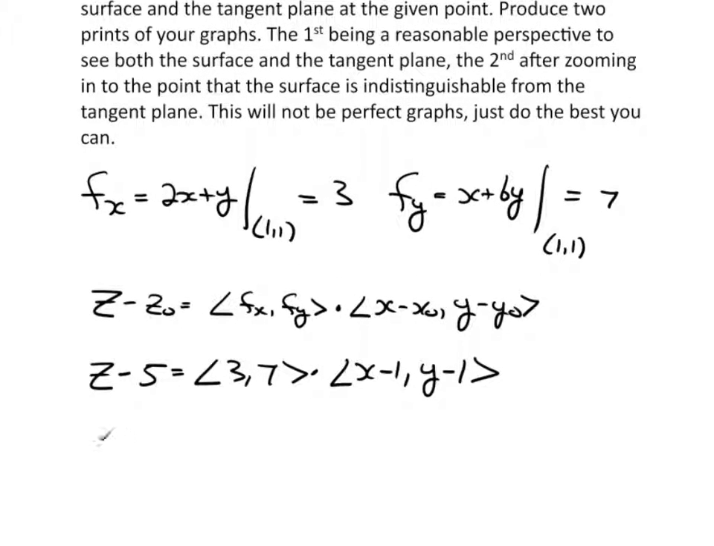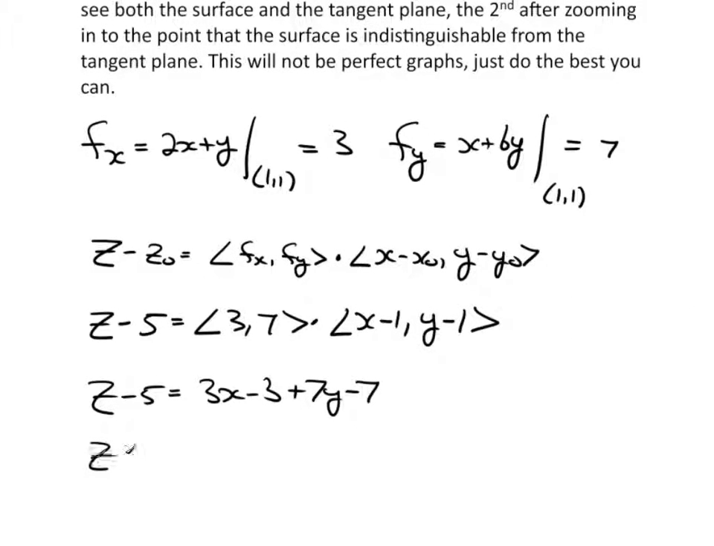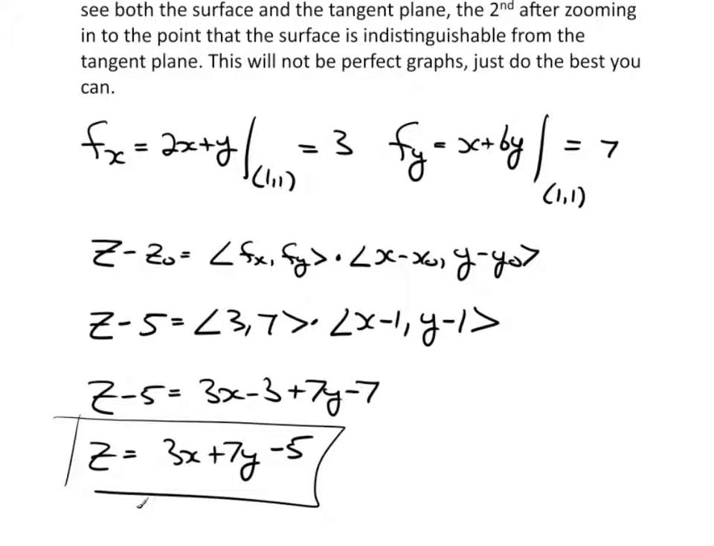And go ahead and do the dot product. I'll get z minus 5 equals 3x minus 3 plus 7y minus 7. So I'll get z equals 3x plus 7y. This is negative 10 plus 5, which is minus 5. So this is the equation of my plane.